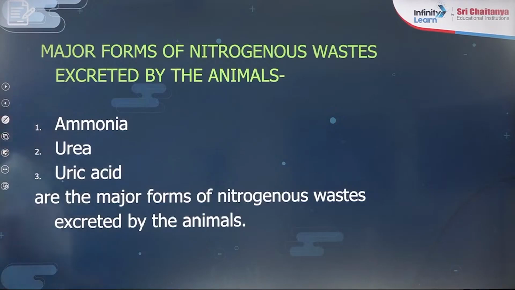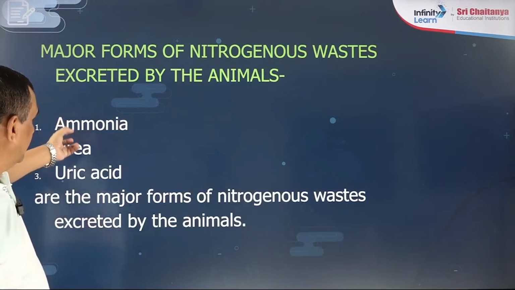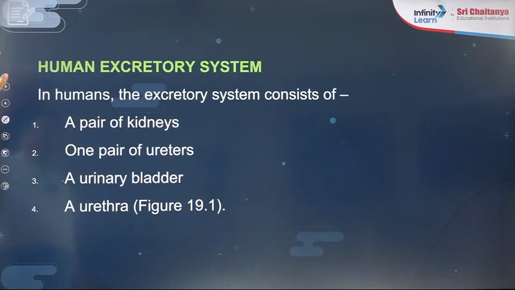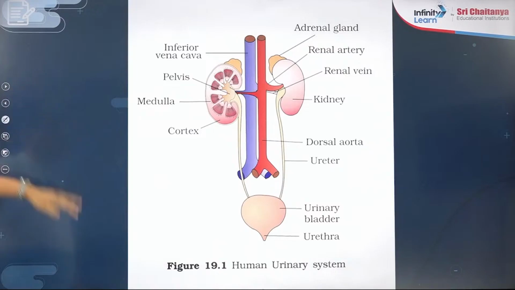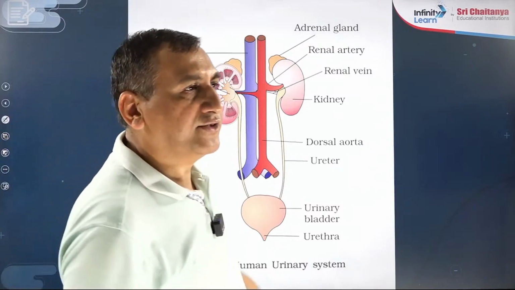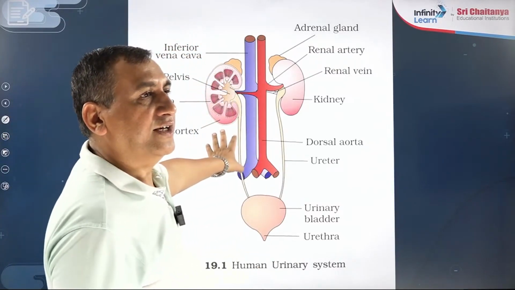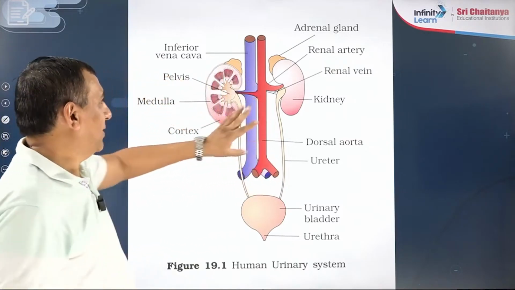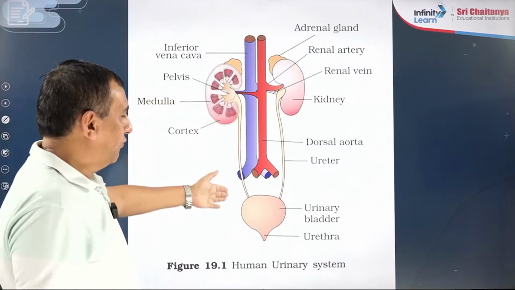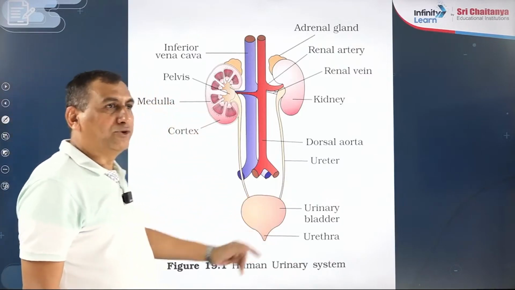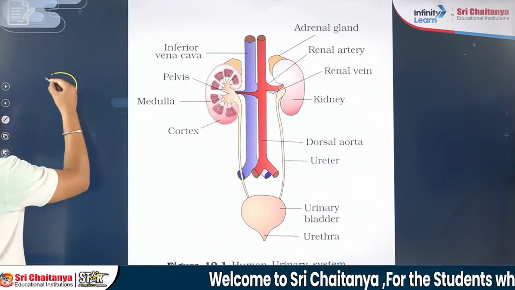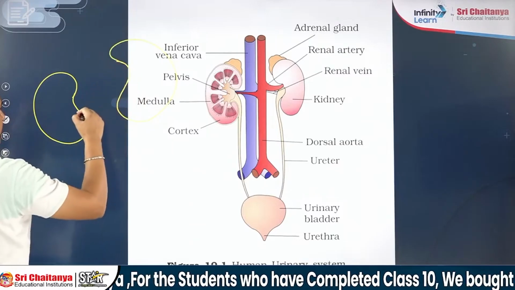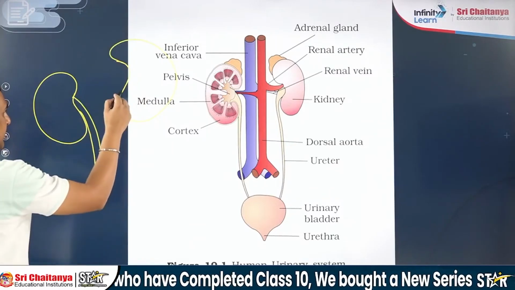Now, important excretory products are ammonia, urea, uric acid. They all are nitrogenous wastes. And just see, what are the different structures related with the human excretory system? That is a pair of kidneys, a pair of ureters, one single urinary bladder and one urethra. If I draw the diagram like this, a pair of kidneys are there. From the kidneys what arises? Ureter arises from the kidney.